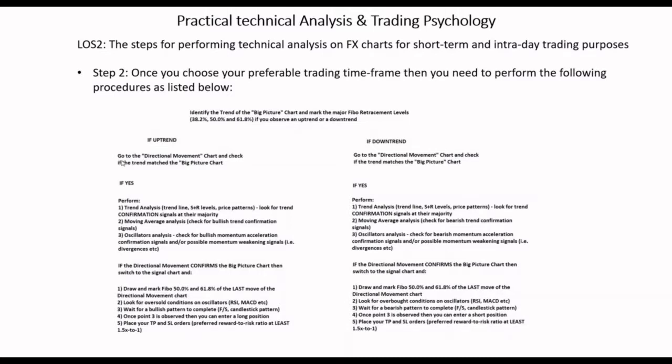Because as I said, I prefer the two trends to be matched, the directional movement trend with the big picture chart's trend. If yes, then you need to perform the following analysis in steps. Step number one, you need to perform a trend analysis: trend lines, support and resistance levels, identify any price patterns, and look for trend confirmation signals at their majority. What do I mean here? You don't need to have 100% consensus. Usually anything above 60% consensus is fine.